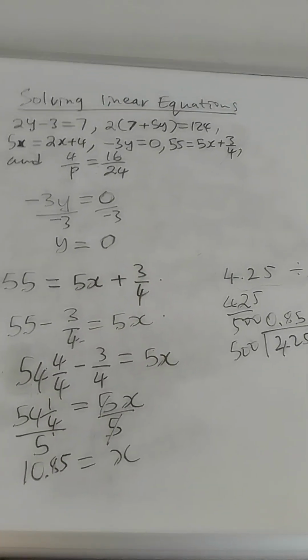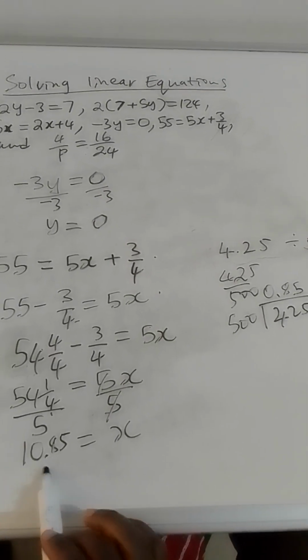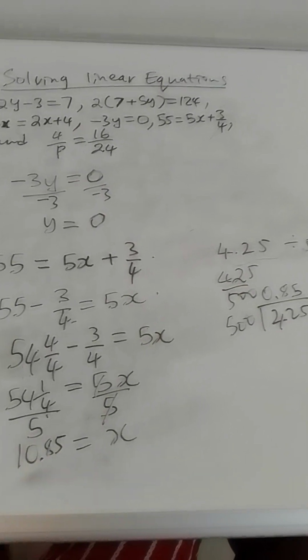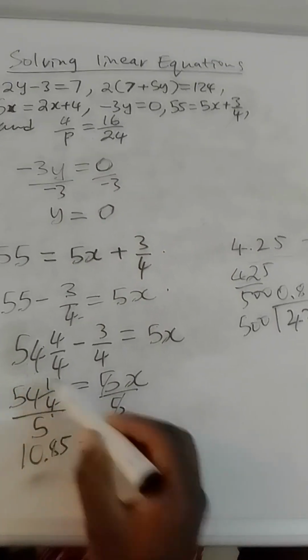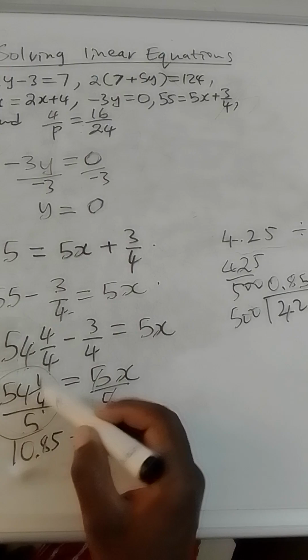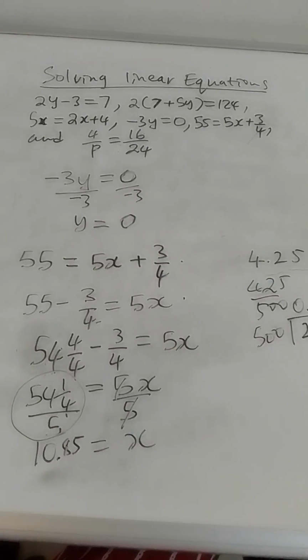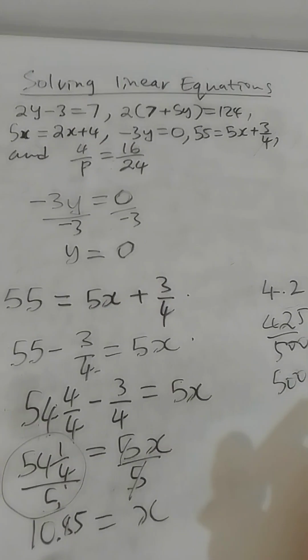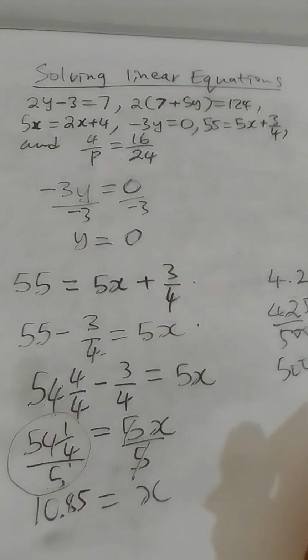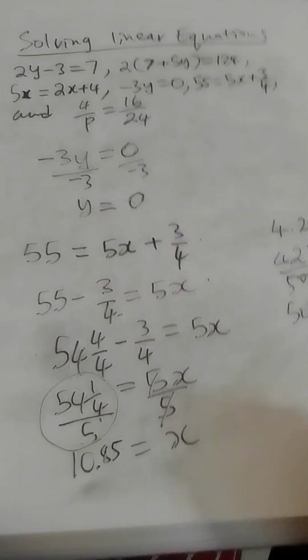But if you don't want your answer like this, then you can first change this fraction here into a common fraction divided by 5 over 1. And then you will get your answer in common fraction form. Alright, that is how we do linear equations.